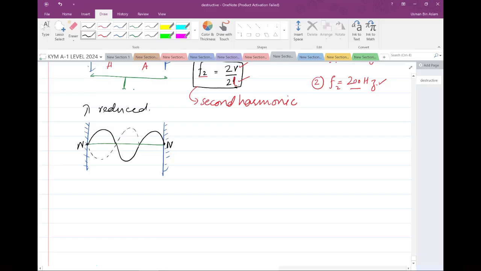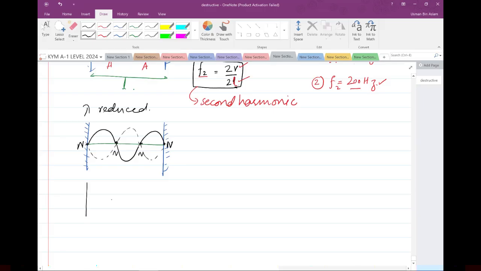A lot of students like to memorize it in such a way that for the first harmonic, there was only one big loop. For the second harmonic, there were 2 loops. For the third harmonic, there will be 3 loops. Examiners often ask you how many loops are going to be there or how many nodes and antinodes are going to be there. So you should either learn how to draw them, or you should memorize them.